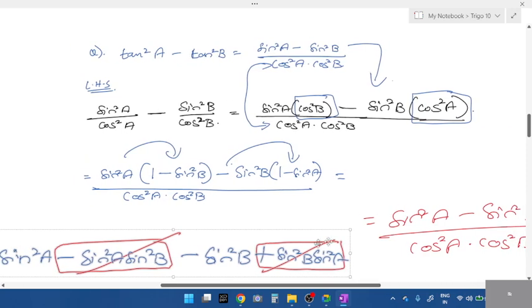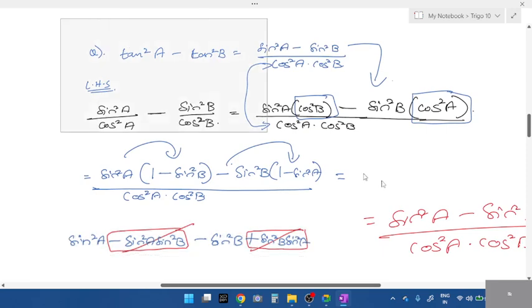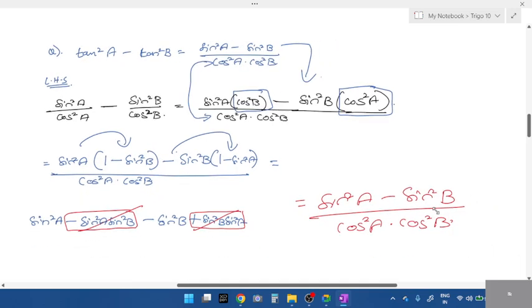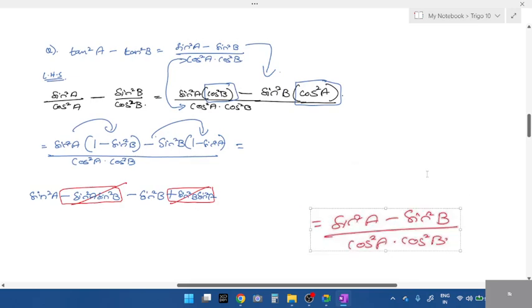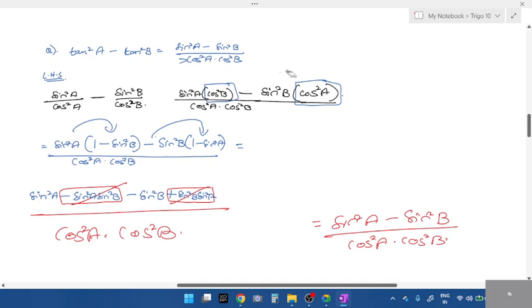Wait, let me minimize, students. Go through what I've written. This is the final answer. Look at what I've written. Just don't copy. If you copy, you won't understand. Go through what I've written. Try to do it again. Write the question and look it up.